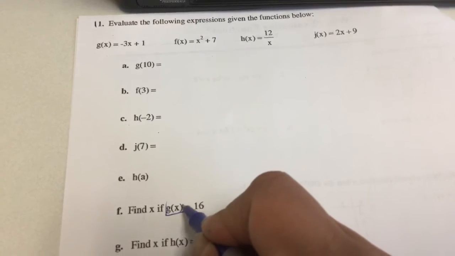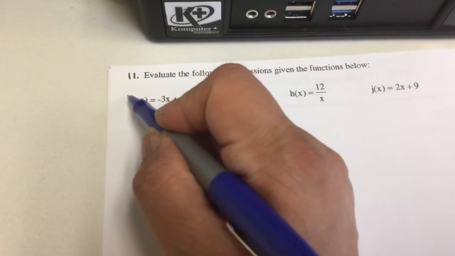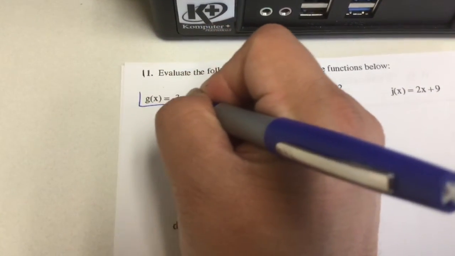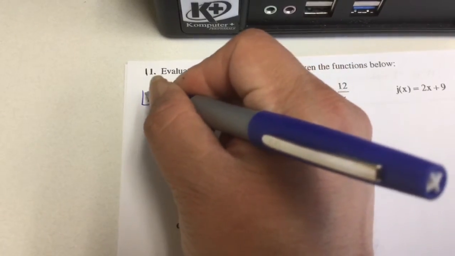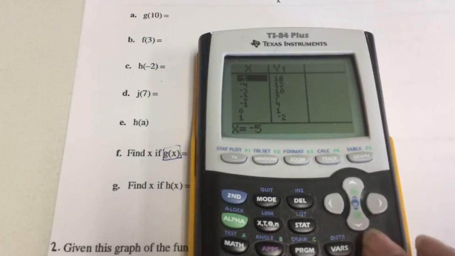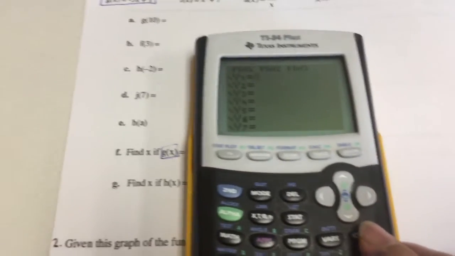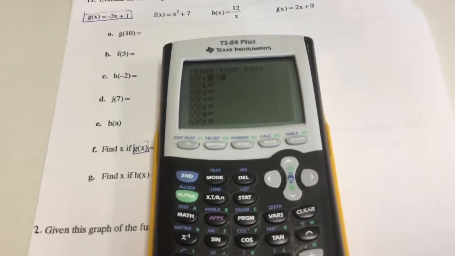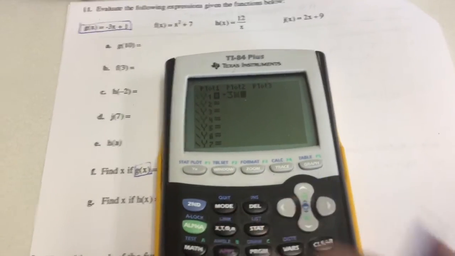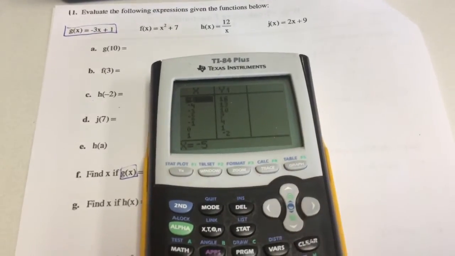So I'm going to go ahead and just box it. The one that I'm using on the top of these functions is the one on the left. This is G of X equals negative 3X plus 1. So I'm going to go to my calculator, go into Y equals, clear anything that I have, and type in negative 3X plus 1. Go to my table, hit second graph, and I'm going to create a table real quickly on my paper.